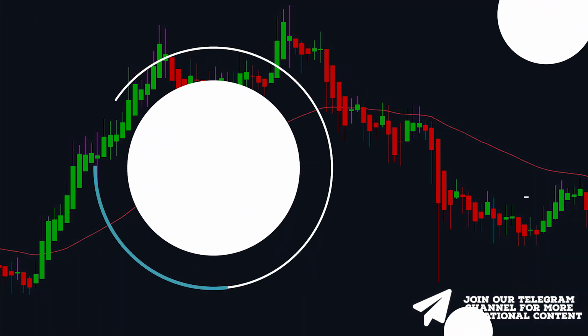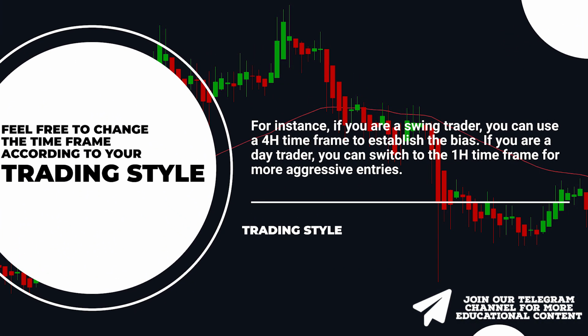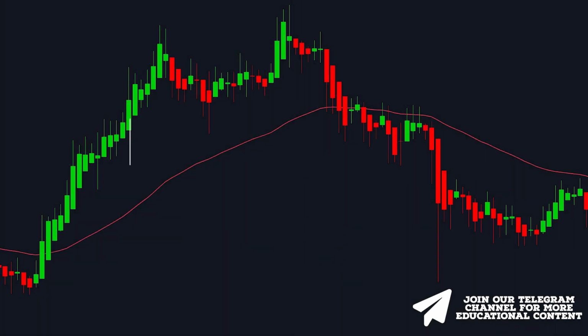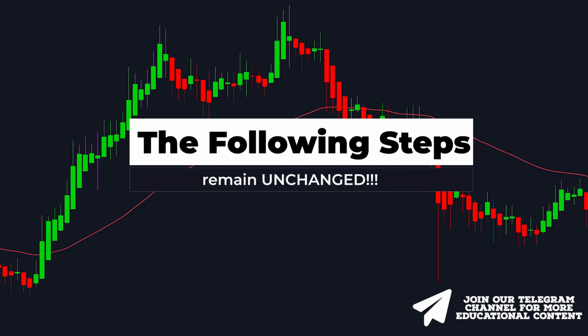Also, you may adjust the basic time frame according to your trading style. For instance, if you are a swing trader, you can use a 4-hour time frame to establish a bias. If you are a day trader, you can switch to the 1-hour time frame for more aggressive entries, so that you can find the best combination which perfectly suits you. However, you should also remember that the following steps remain unchanged.